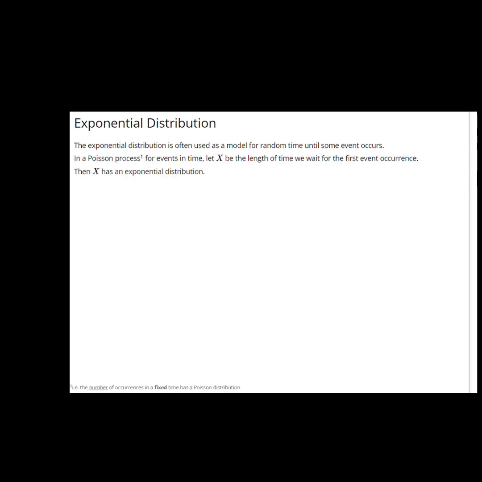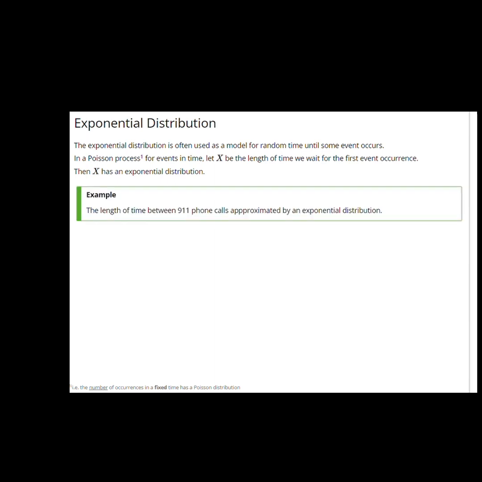And in general, for a Poisson process, which is used to model events occurring over time, the length of time we need to wait for the occurrence of the first event, in this case, that random time has an exponential distribution. As another example, the length of time between phone calls to an emergency 911 line would typically be approximated with an exponential distribution.